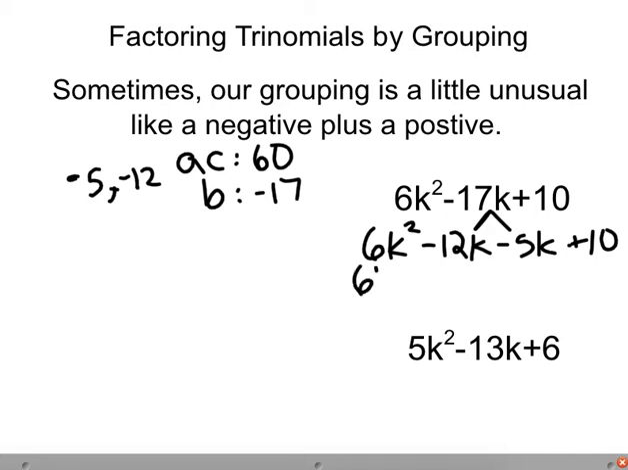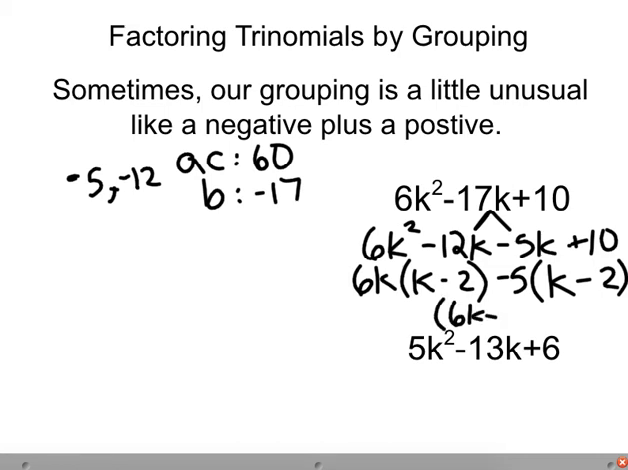In the first case, I can factor out a 6k to have k minus 2. And in the second case, I can factor out a negative 5 to have a k minus 2. And so I see that my factorization for this is 6k minus 5 times k minus 2. And you can try that on the second one here. But you can take these more difficult quadratics and factor them by grouping by using A, C, and B, finding your two different numbers that work, and splitting it into those 4 different parts.